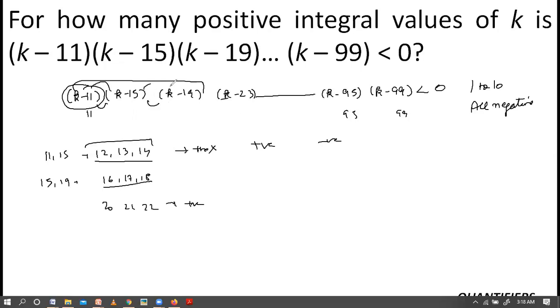This is the first gap, this is the second gap, this is the third gap. So there are a total of 22 gaps, right? As I explained, 11 gaps are giving me positive terms, 11 gaps are giving me negative terms. In a single gap, there are three terms.